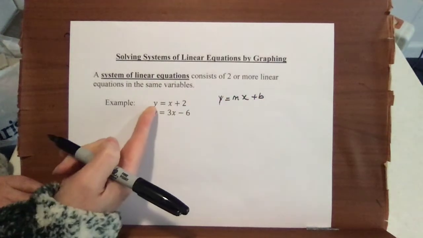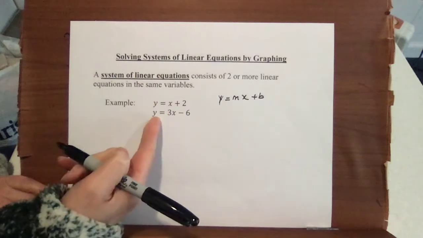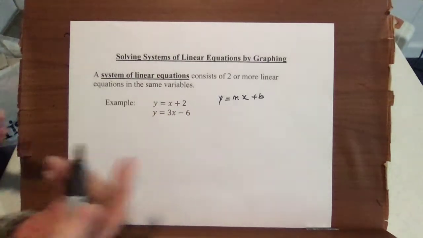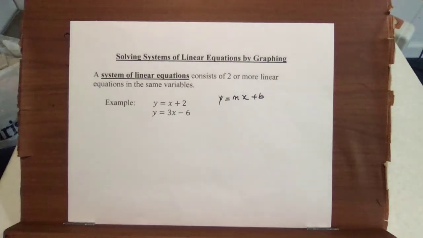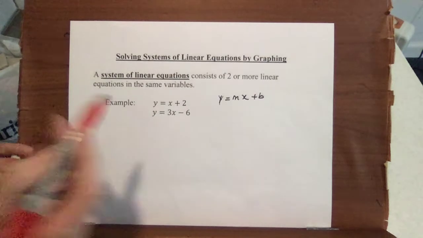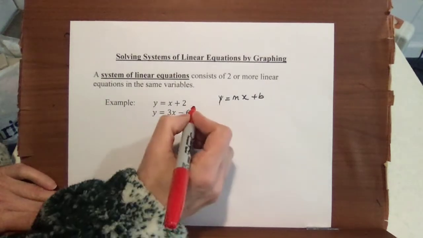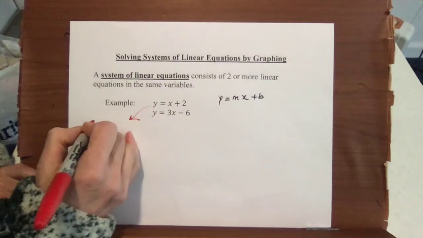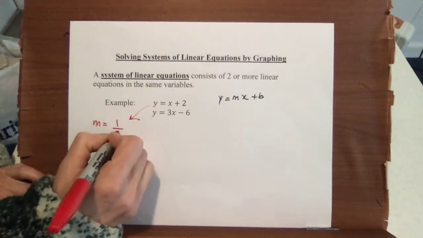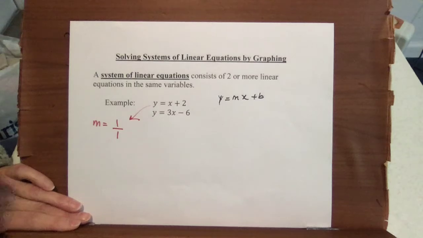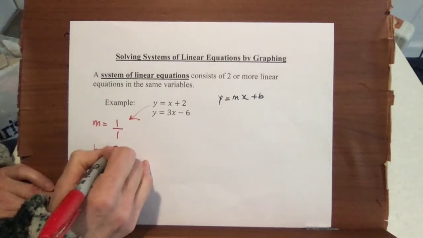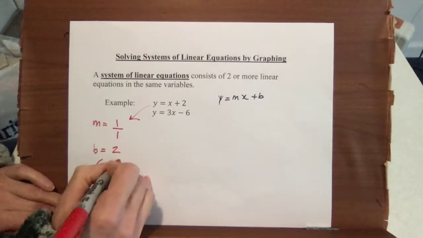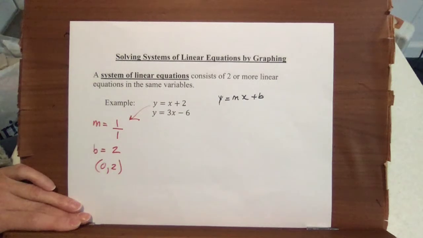In our case, y equals x plus 2 and y equals 3x minus 6 are both in slope-intercept form. For each equation, you pull off the slope and the y-intercept. For our first equation, our slope is 1, and since it doesn't have a denominator, we put it over 1. Our y-intercept is 2, giving us the point (0, 2). We'll graph that in a few minutes.